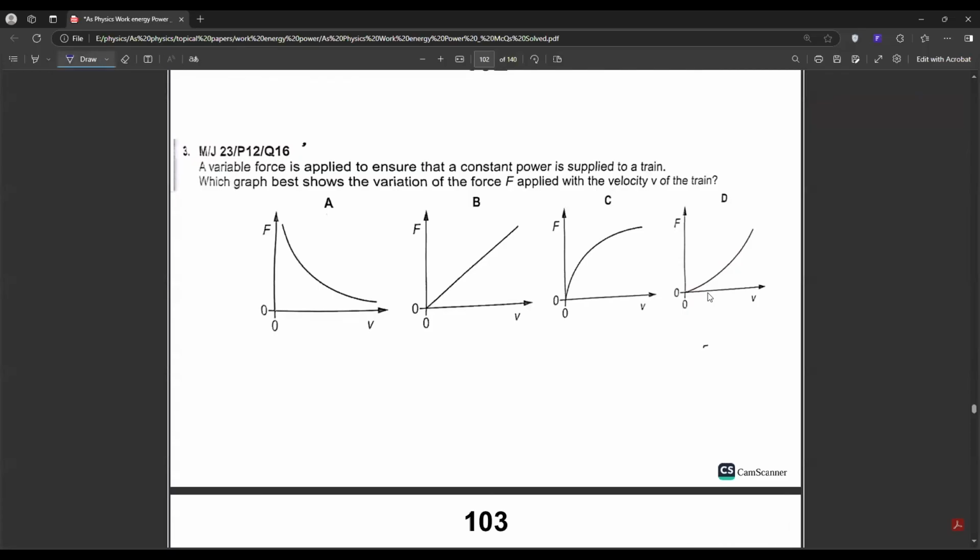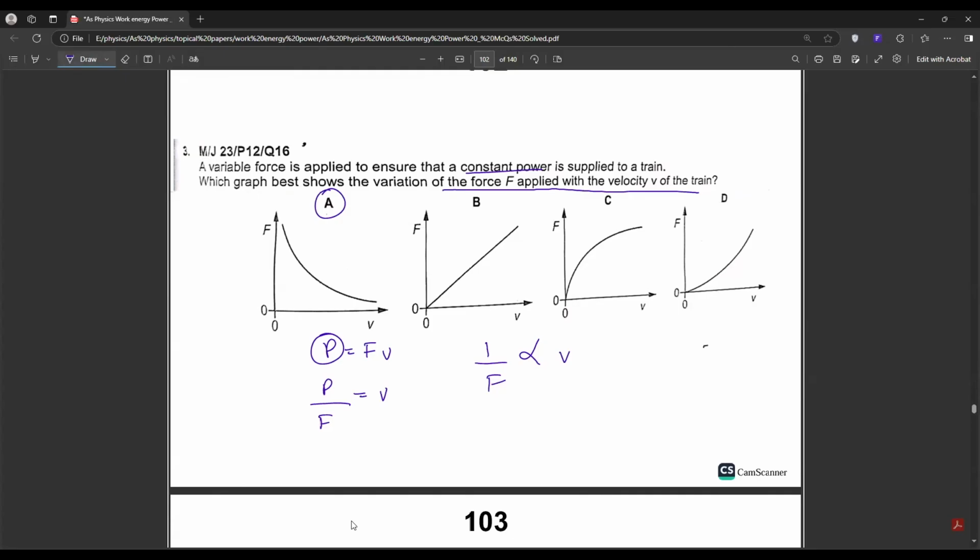Let's see this. A variable force is applied to ensure a constant power is supplied to a train. Which graph shows the variation of force with velocity? Okay, if power is equal to Fv and power becomes constant, so let's bring force to the downside. You can replace this power with a proportionality sign. 1 over F is inversely proportional to velocity. A is your answer. The answer to 102 should be A.